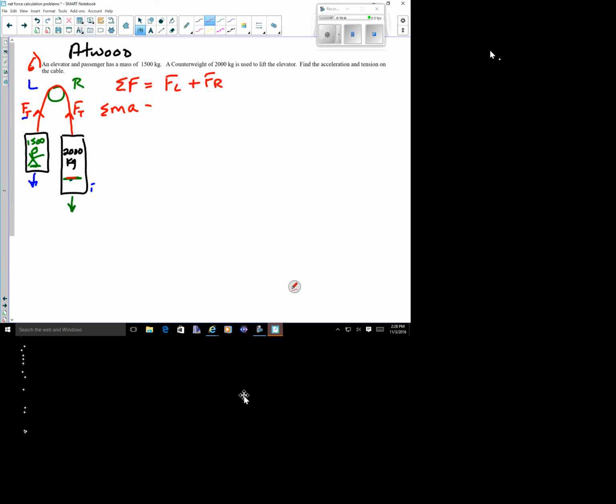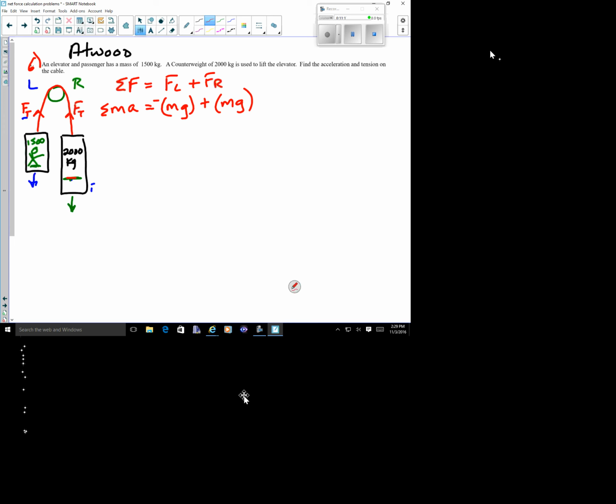So the force on the left-hand side is going to be due to the weight of the left-hand side, so therefore it's going to be mass times gravity. And since this side is going up, I've got to make this negative, and I'll explain why in just a second. And then the force on the right-hand side is also the mass times the gravity of the right-hand side. So let's put in some numbers here, and once again, I'll explain why this is negative in just a second.